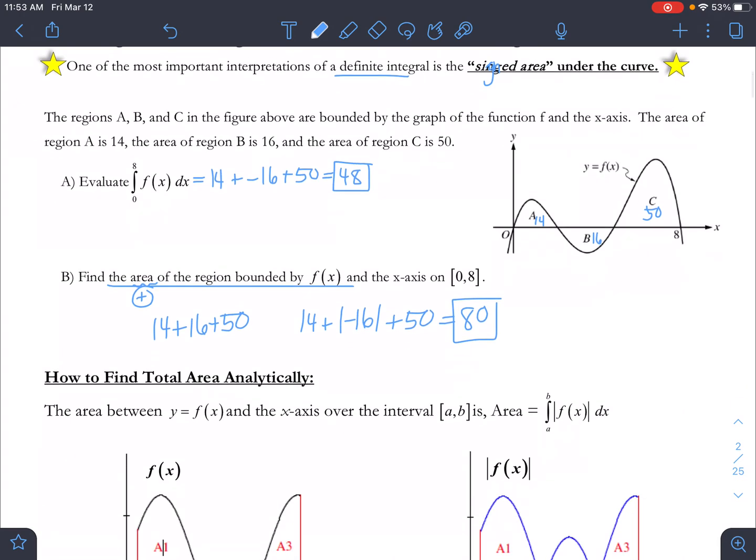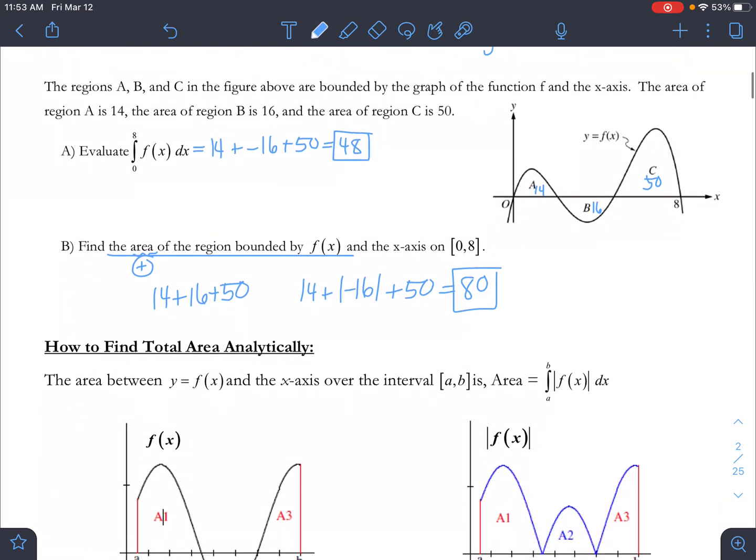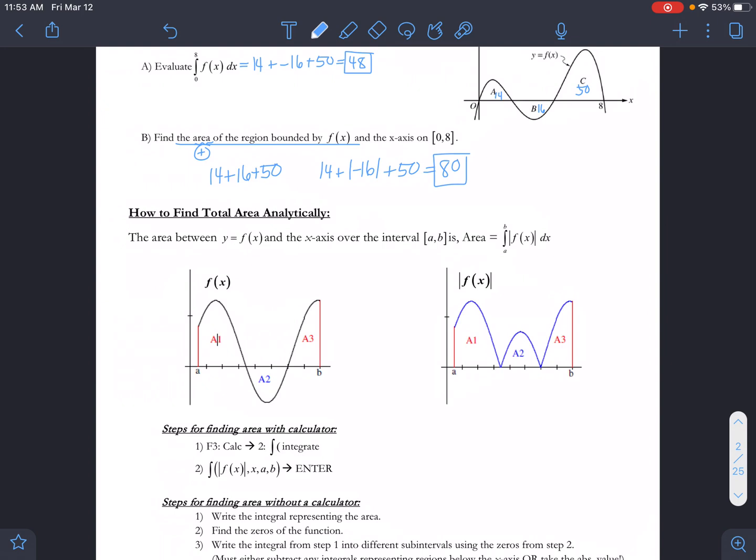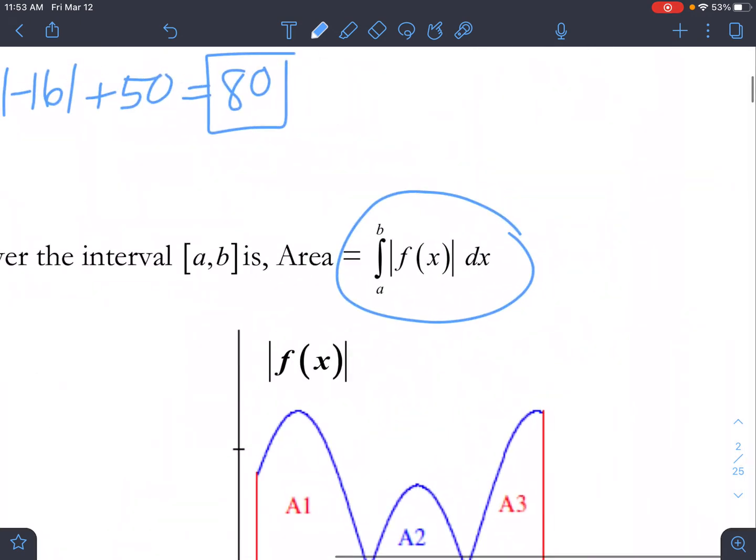Let's take a look at how to find it with a graph. So same kind of idea here. The area between f of x and the x-axis is this idea of the absolute value of the function. Notice it's inside. It's not the absolute value of the integral. Okay, that will give you a different answer. The absolute value is inside, absolute value inside the integral.